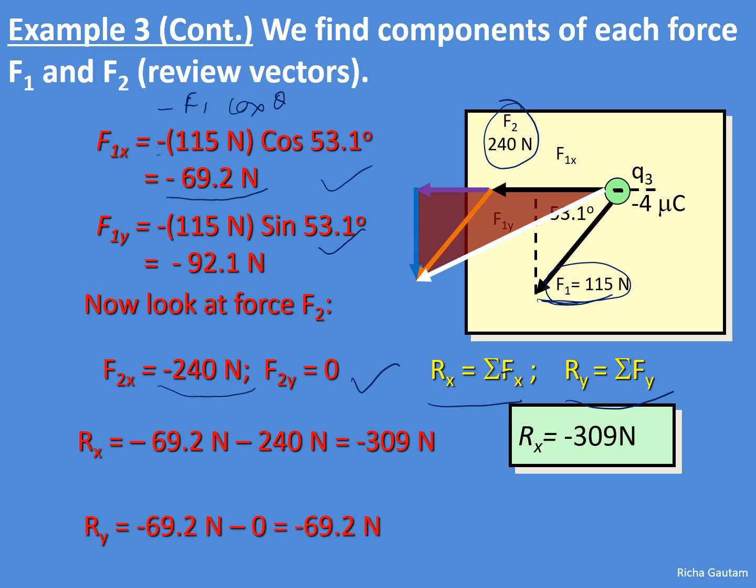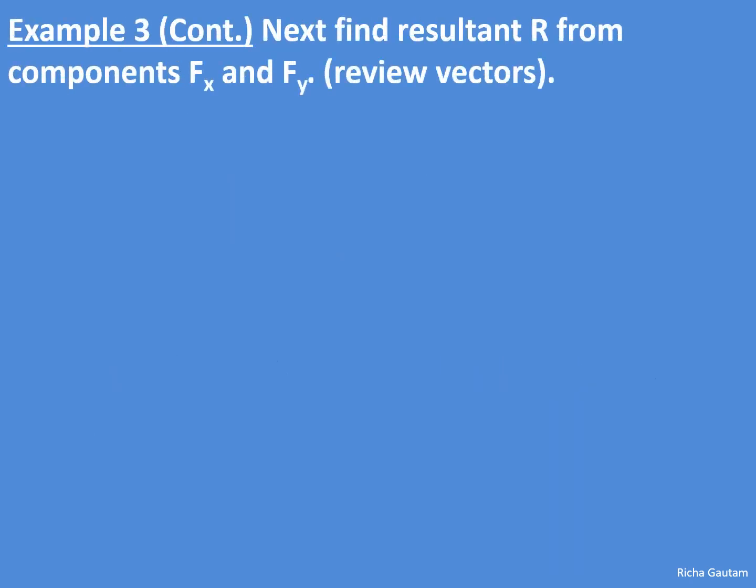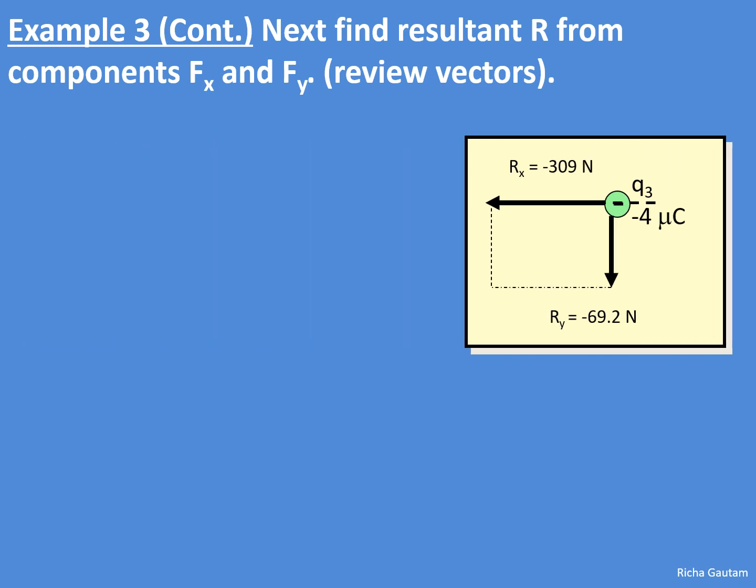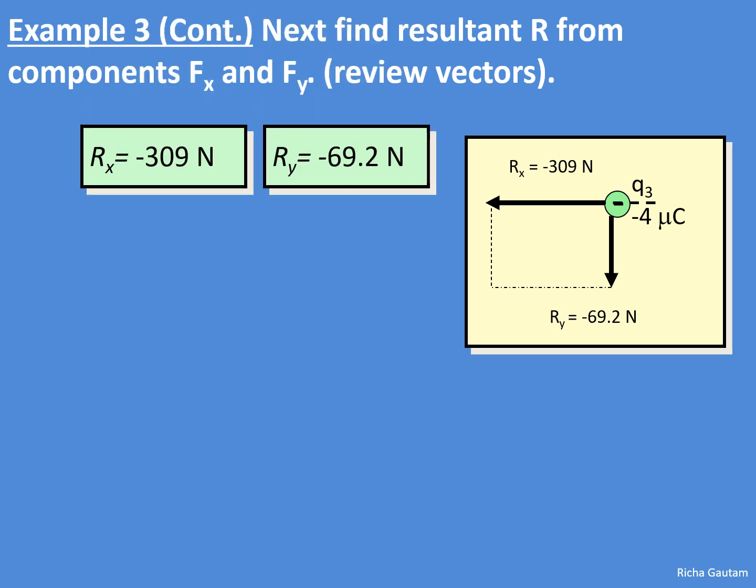And Ry is negative 69.2. So you got these two numbers, negative 240 and this. Once you have the x and y components, you can find the total. These are the right numbers for the x and y components of R.